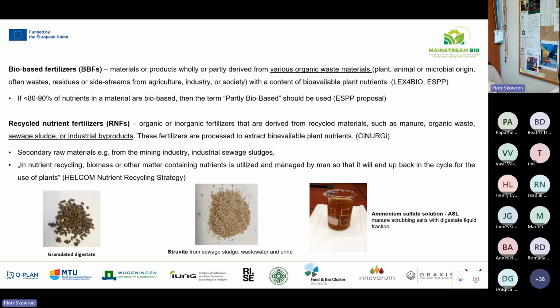And for example, when we talk about struvite, we understand that it fits recycled nutrient fertilizer. And we see that the RNF definition is a bit wider than the BBF definition.